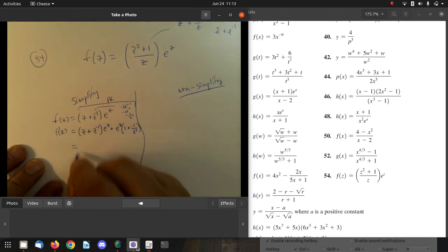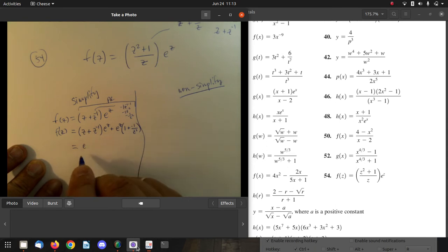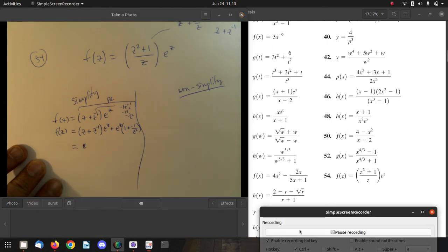And what we can do now is factor. We can go ahead and distribute our e to the z onto all of these. We can pull it out of both. Let me pretty that up and then resume the video.